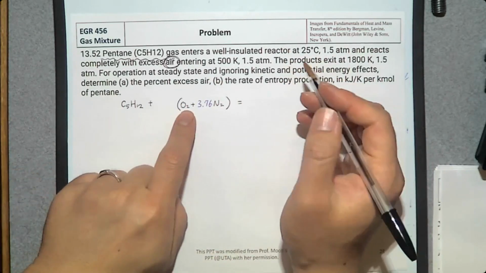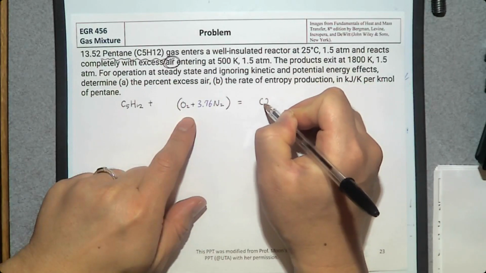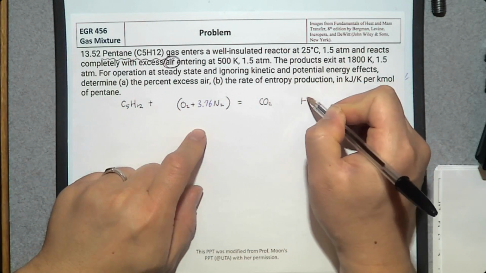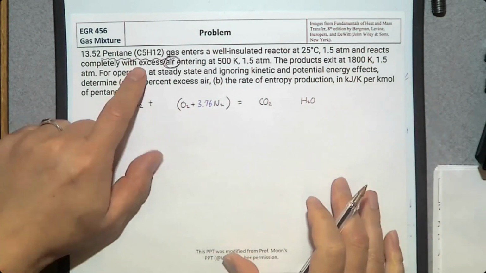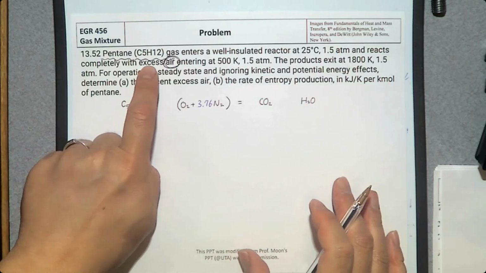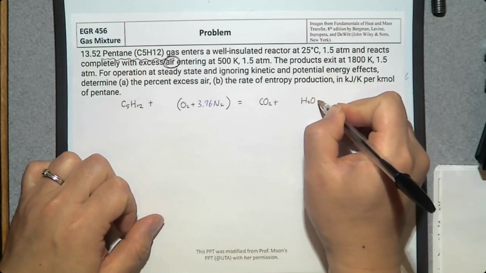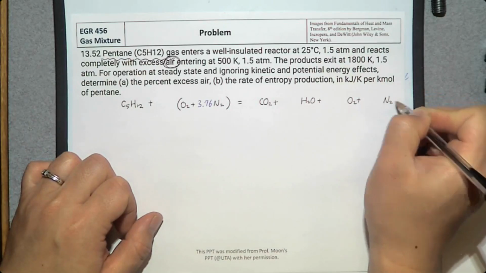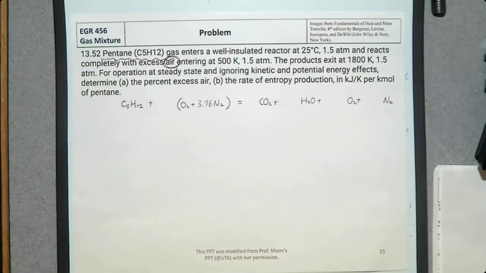Then carbon becomes carbon dioxide, and hydrogen becomes water. And since we have excess air, we have leftover oxygen, and of course nitrogen at the end, because nitrogen is not going to react. Then let's assume that this is 100% theoretical air.